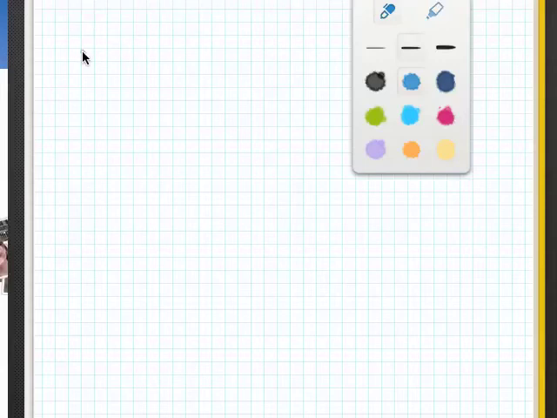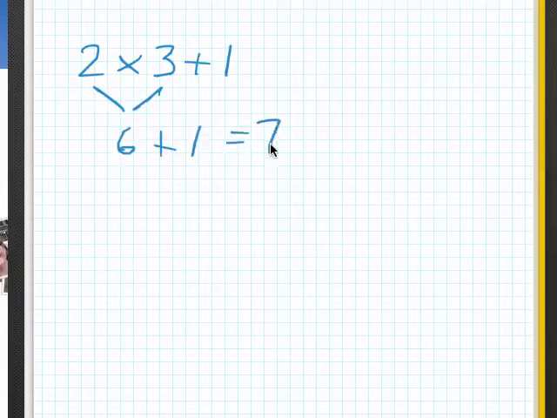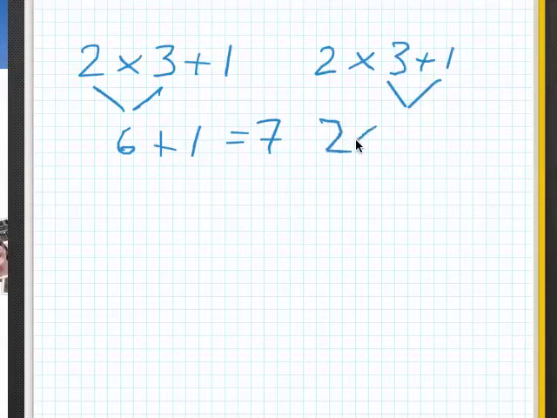So, for example, if we had something like this, if we didn't solve this in the same way, one person might say it's 2 times 3, 6 plus 1, and get 7. Another person might do it this way: 2 times 3 plus 1 is 2 times 4, and get a totally different answer, 8. So we have to agree on what it is we mean when we say 2 times 3 plus 1. And that is by establishing the idea of order of operations.